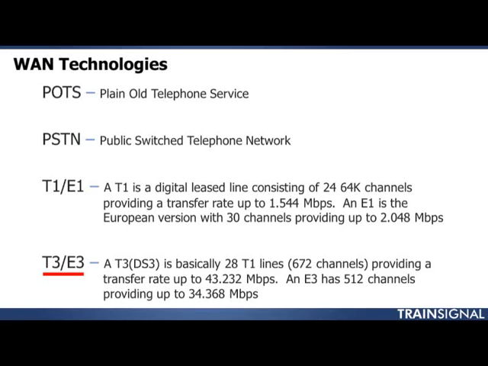So whereas the E1 was a little bit faster than the T1, the E3 is actually just a little bit slower than the T3, giving you just a little over 34 megabits per second. But the main thing that I want you to know about these T1s, E1s, T3s, E3s, and I guess I could include DS3 in the mix there, is that these are digitally leased lines that you'll get from a communication carrier.